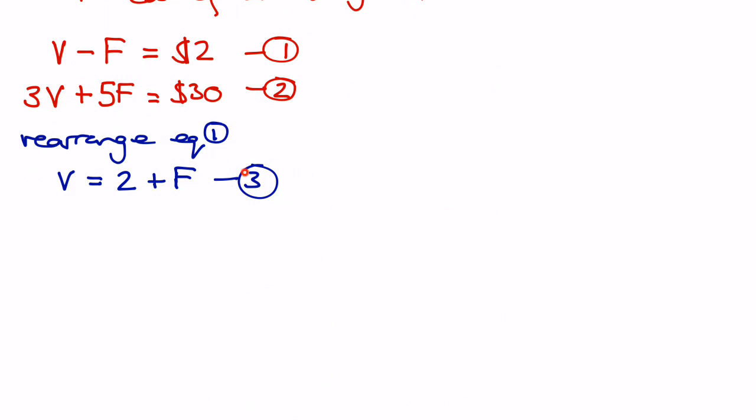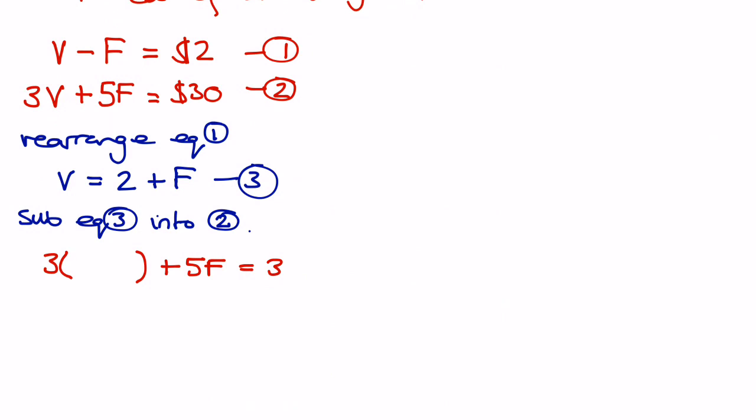Now, we need to take equation 3, and we're going to substitute it in place of the V in equation 2 for our next step. So we'll sub equation 3 into equation 2. Okay, so 3 times V plus 5 times F, we know, gives us 30. And we already know what V is in terms of F. It is equal to 2 plus F. Okay, so our next step here will be to expand out this equation and solve for the variable F.